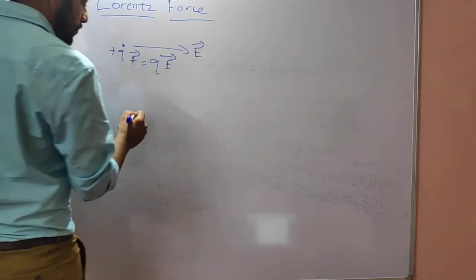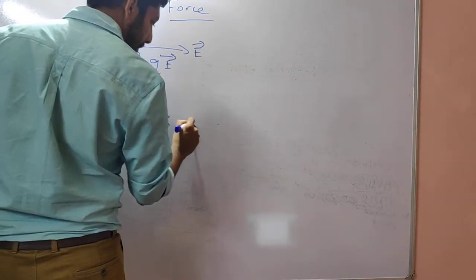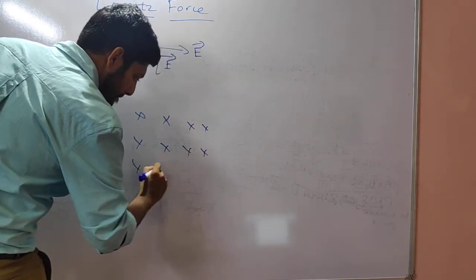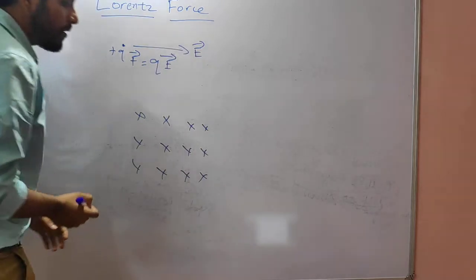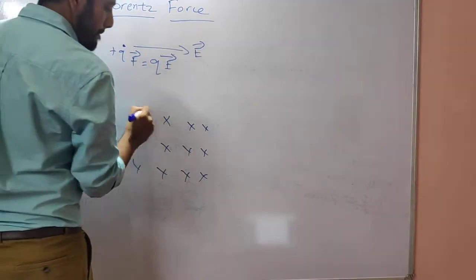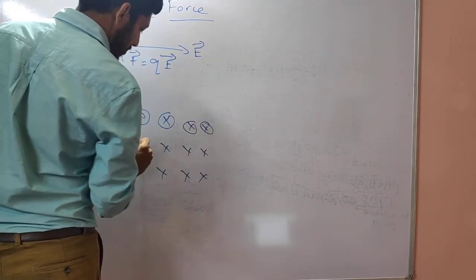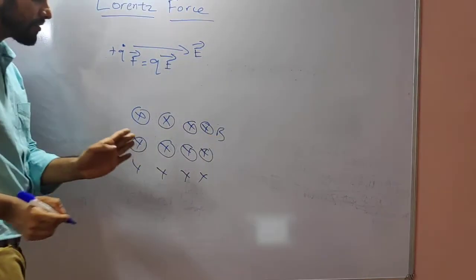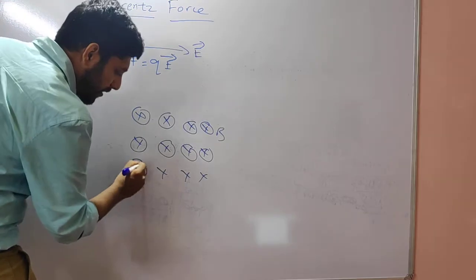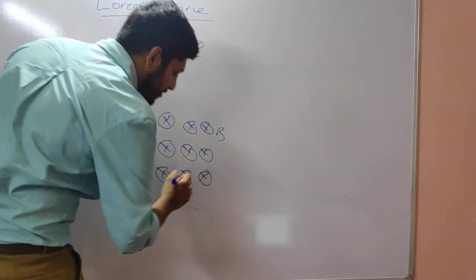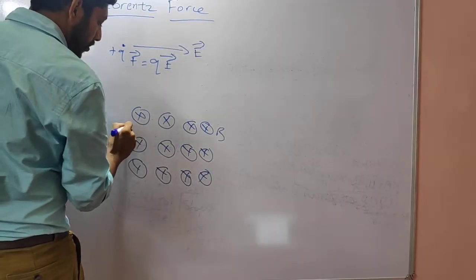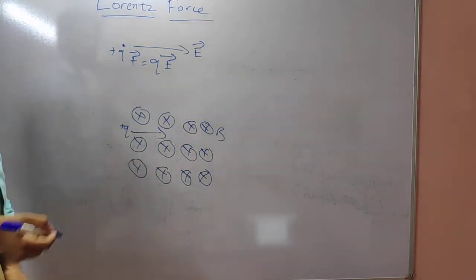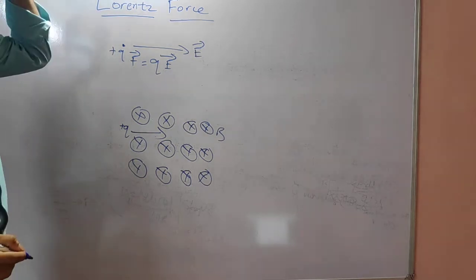Okay. Now suppose we have a magnetic field. Okay, suppose this is our magnetic field. Okay, what is the direction of magnetic field? Magnetic field in the direction of the board, or it is going inside. Okay, if this is the direction, suppose the velocity of a charged particle is in this direction. Okay, then how can you find the direction of the force, or what is the magnetic force?